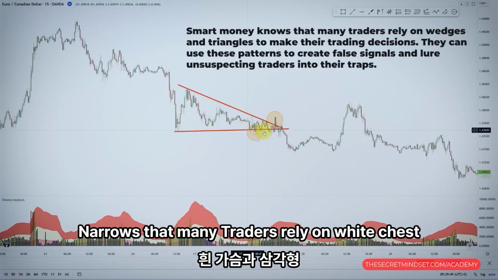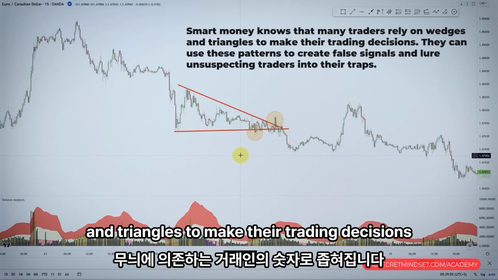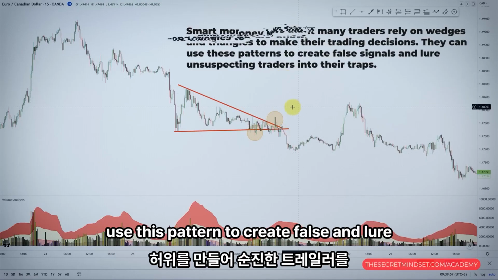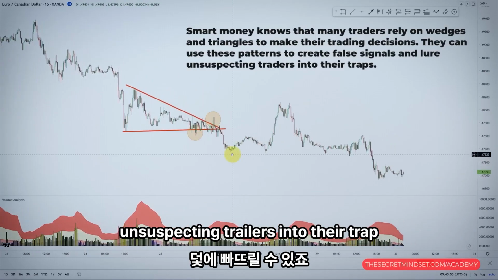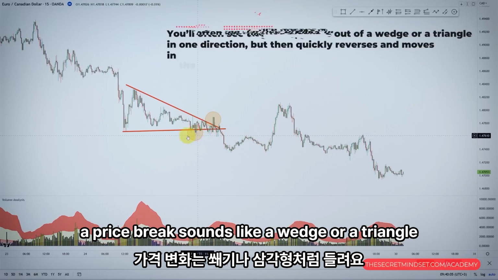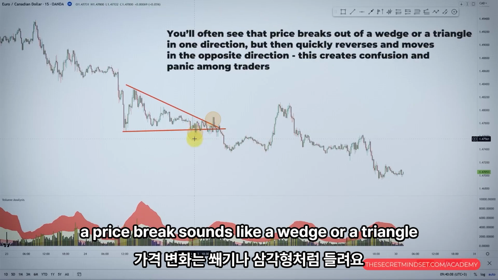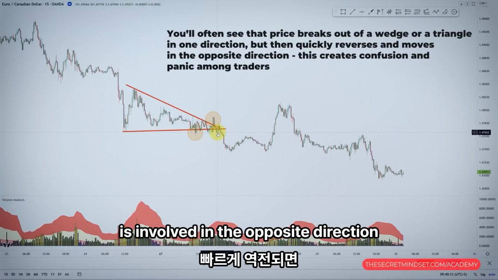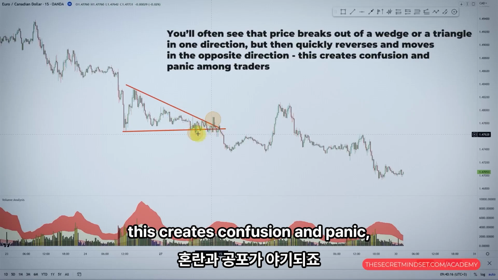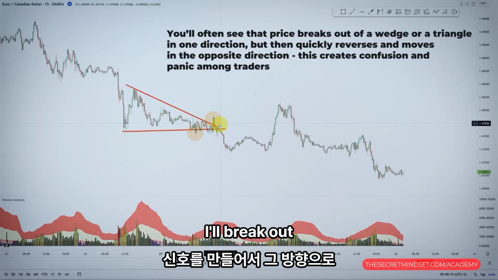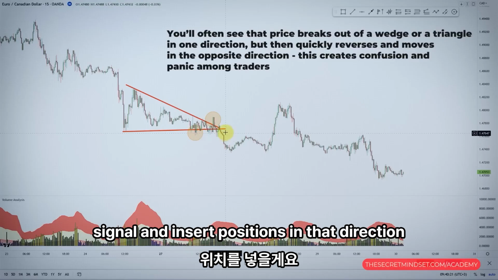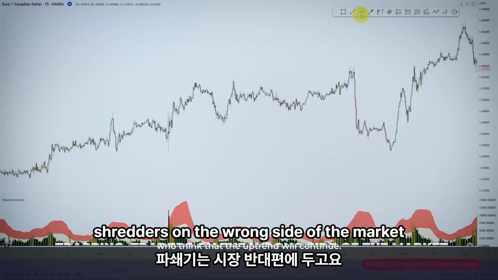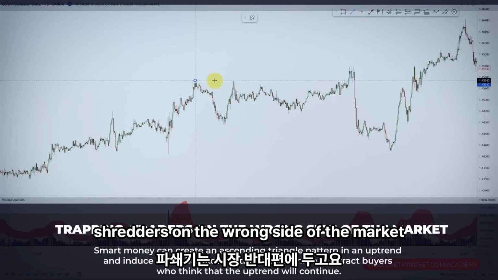Now, smart money knows that many traders rely on wedges and triangles to make their trading decisions. Therefore, they can use these patterns to create false signals and lure unsuspecting traders into their traps. You'll often see that price breaks out of a wedge or a triangle in one direction, but then quickly reverses and moves in the opposite direction. This creates confusion and panic among traders who followed the initial breakout signal and enter positions in that direction. The idea is to trap traders on the wrong side of the market.